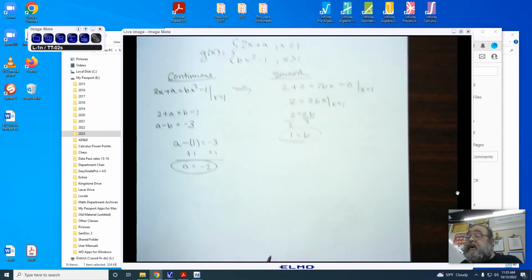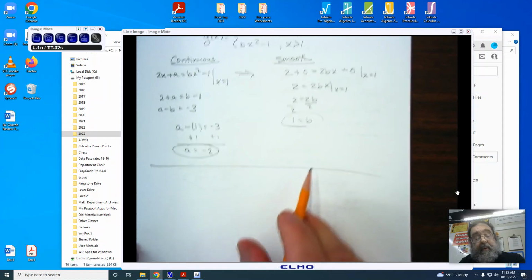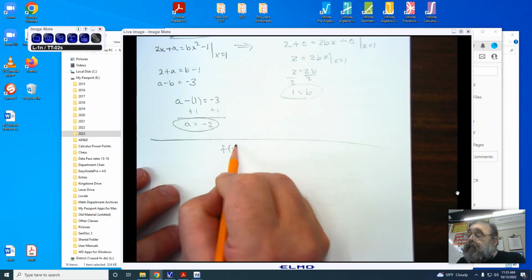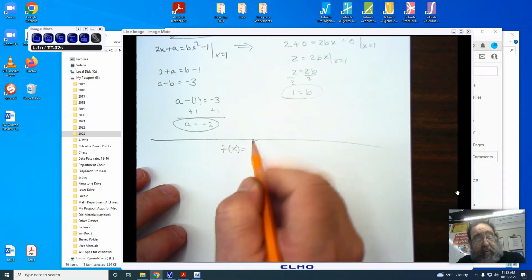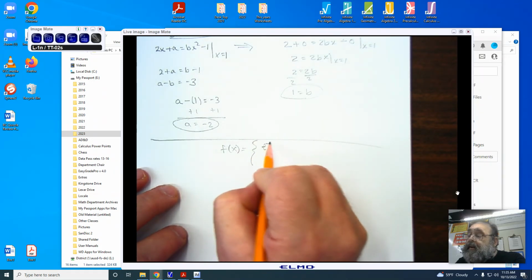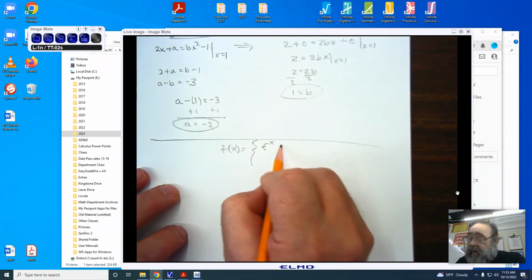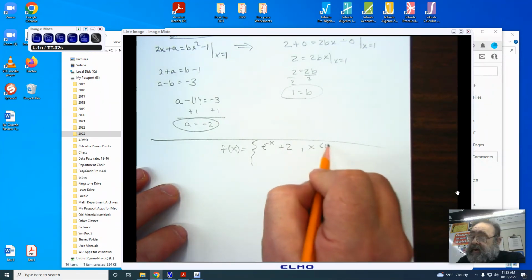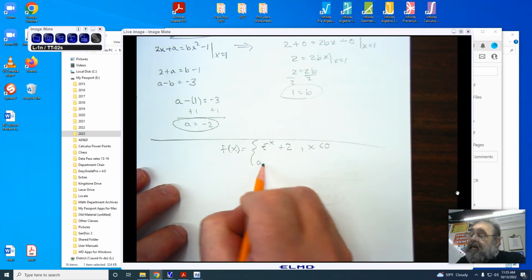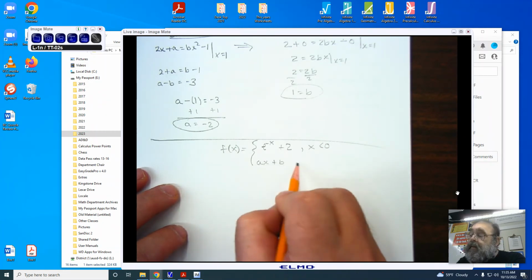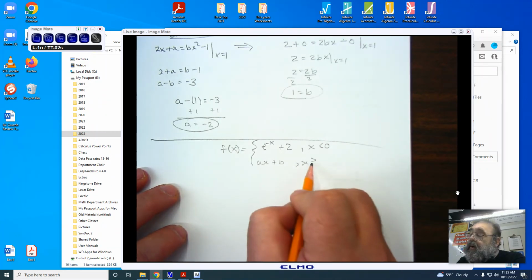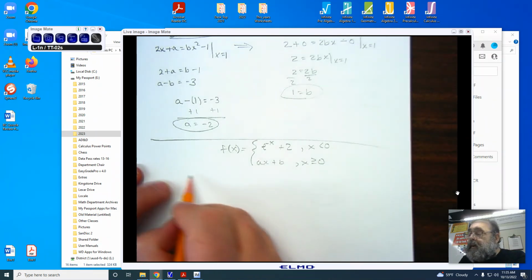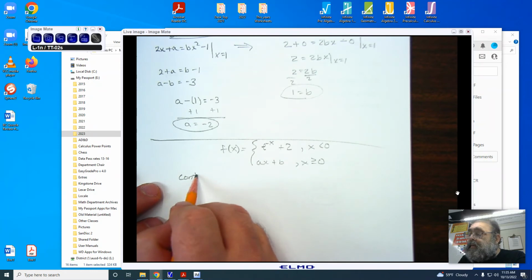Now the last question on this worksheet involved f of x. Two equations again. E to the negative x plus 2, this is at x less than 0. We then have ax plus b, and we're looking at x greater than or equal to 0. Two criteria, continuous and smooth.